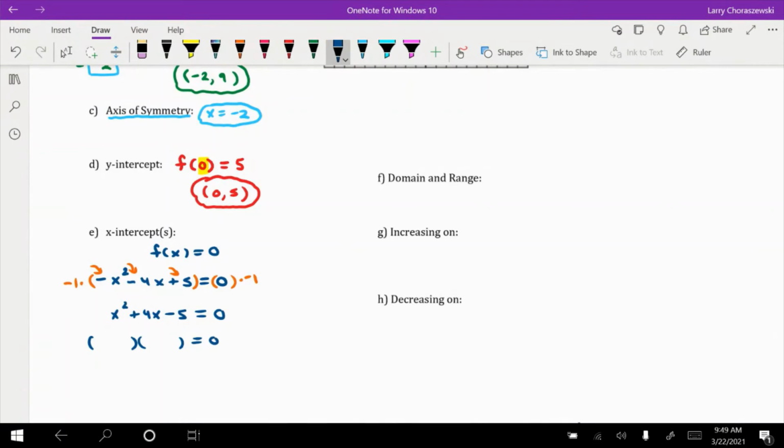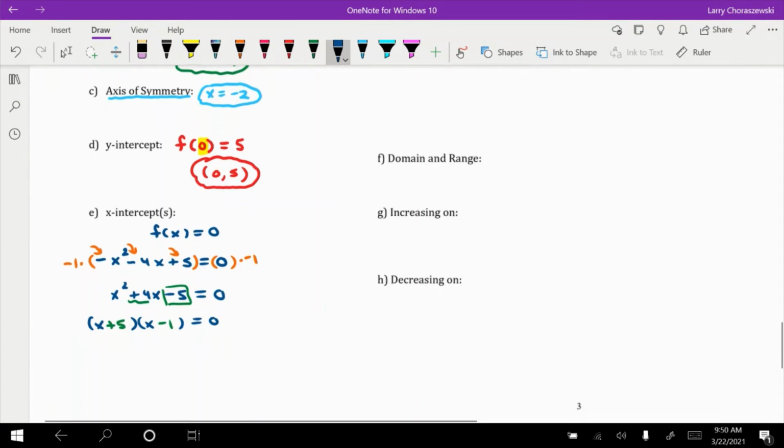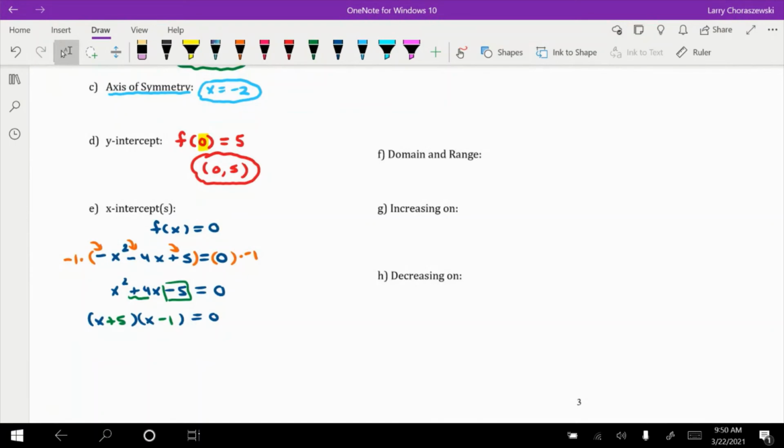And this will factor because they're numbers that multiply to give us -5 that add up to +4. Does anybody want to maybe share in the chat what numbers those are? How about +5 and -1? So what do we do with each factor at this point?